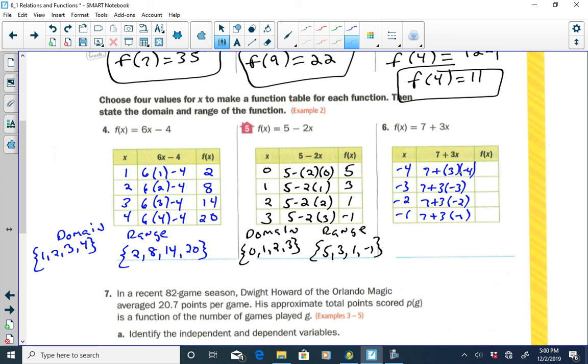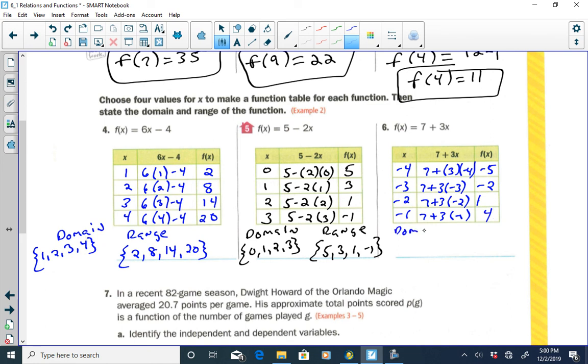3 times negative 4 is negative 12. 7 plus negative 12 is negative 5. 3 times negative 3 is negative 9. 7 plus negative 9 is going to be negative 2. 3 times negative 2 is negative 6. 7 and negative 6 should be positive 1. And then we have 3 times negative 1 is negative 3. 7 and negative 3 should be positive 4.